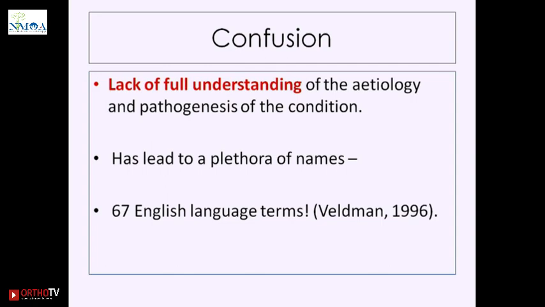Because of lack of understanding of the etiology and pathogenesis of the condition, there always exists a confusion. This has led to a plethora of names, for which Waldman in 1996 described some 67 English terms for the same one condition. These are the list of names used as synonyms of CRPS. Now it is classified basically in 2 types. One is type 1, where there is no nerve injury, which was formerly called reflex sympathetic dystrophy, and type 2, which is associated with a nerve injury, formerly called causalgia.